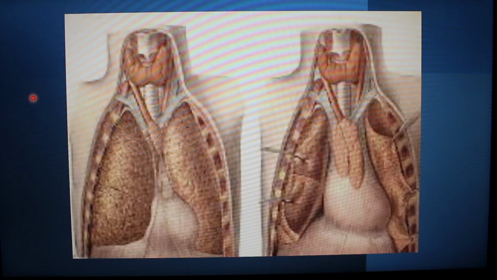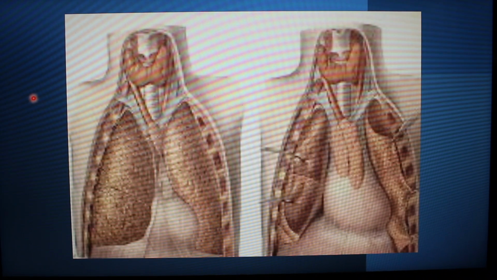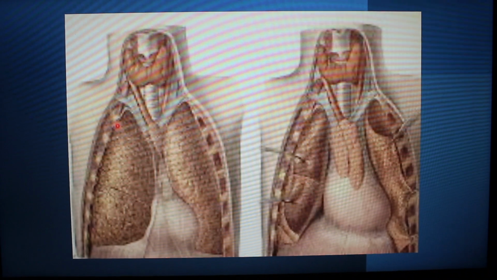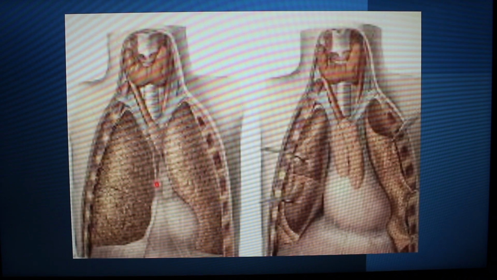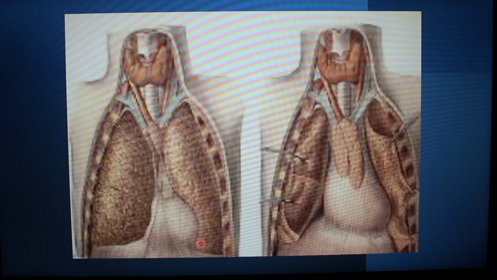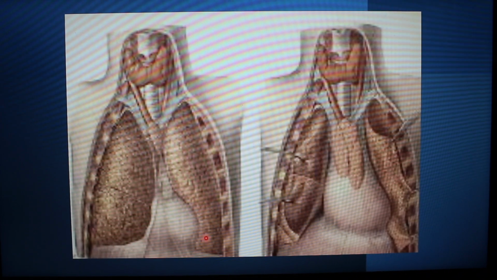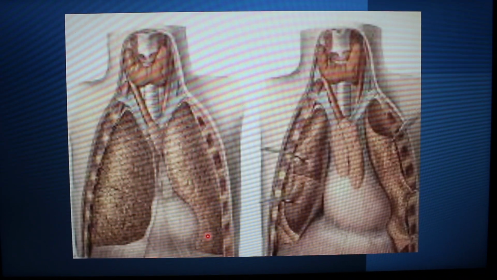When we take off the front of the rib cage, we see that the lungs actually cover the majority of the heart. This is going to be important when we look at pathology of the lungs.